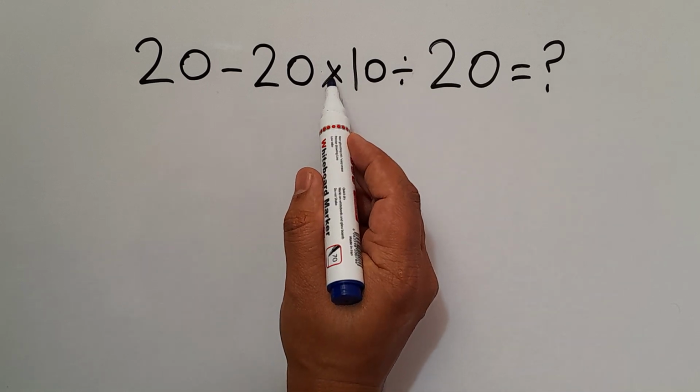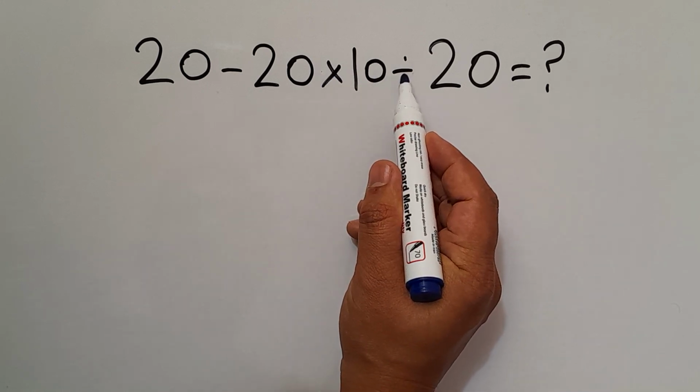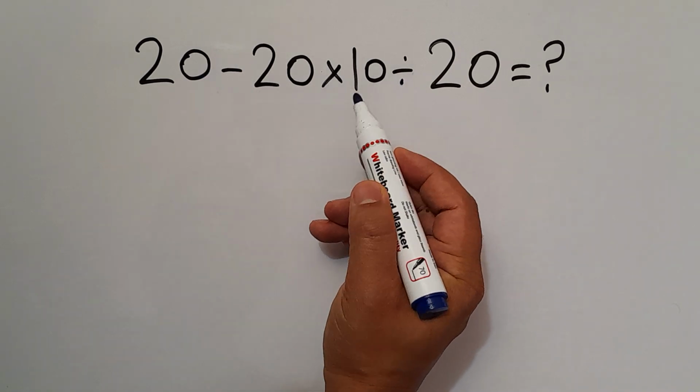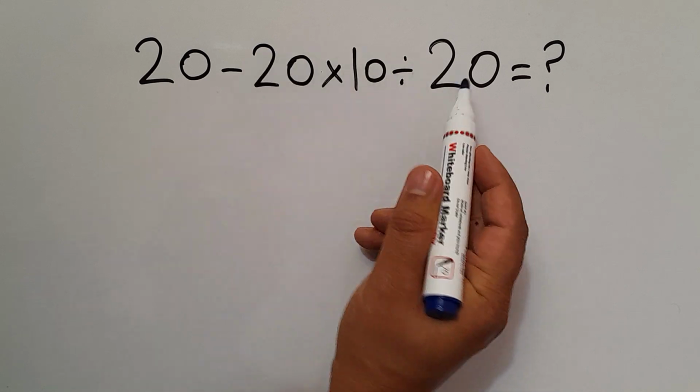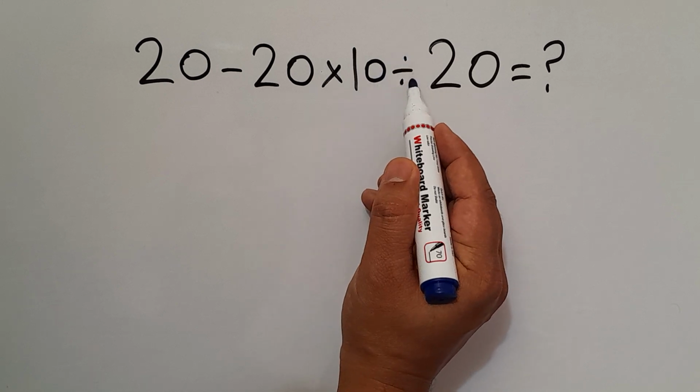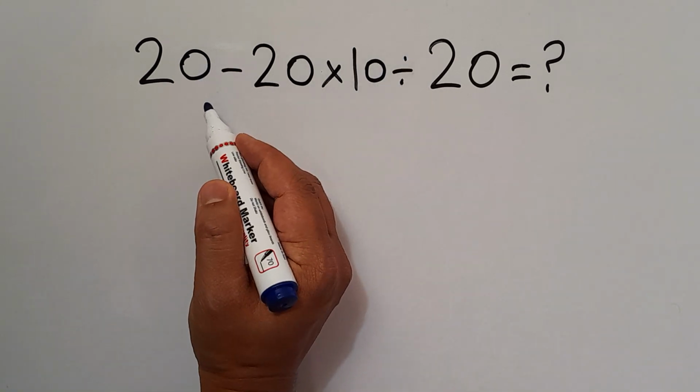As we know, multiplication and division have higher priority than subtraction, and also multiplication and division have equal priority, and we have to work from left to right. So first this multiplication, then this division, and finally this subtraction.